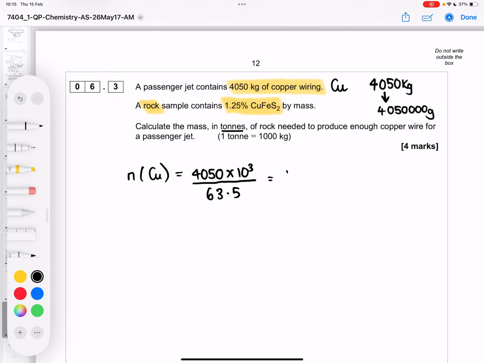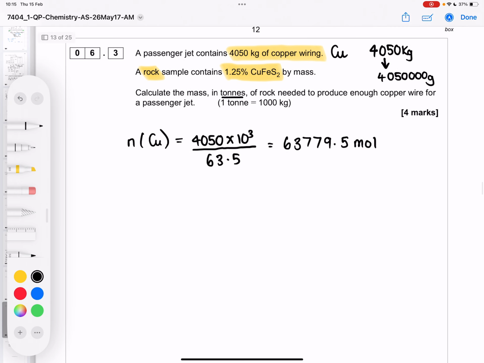So that is 63779.5 moles. Okay, so that's the moles of copper. Now, this formula CuFeS2 has 1 copper in it, so the ratio must be 1:1 with copper, because however we make that, there's 1 copper in each formula. So the number of moles of CuFeS2 equals the same.